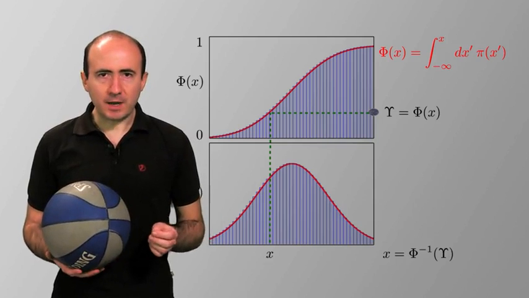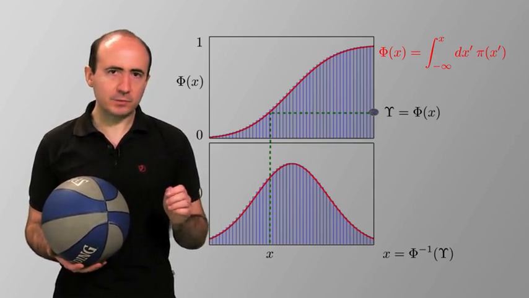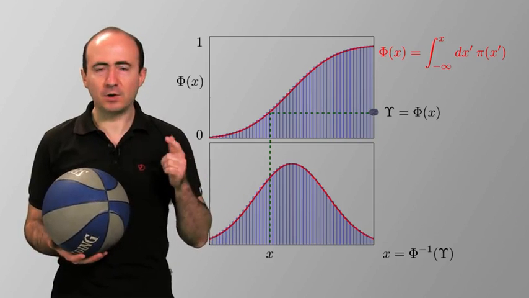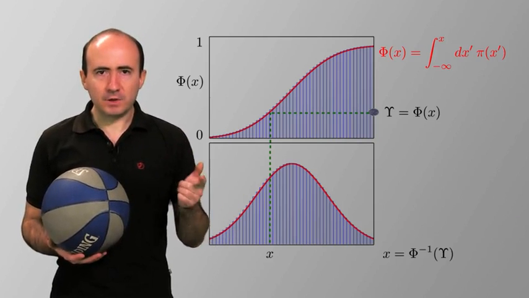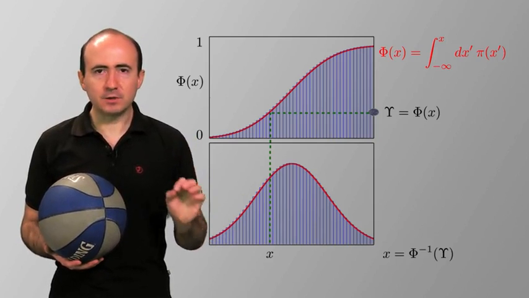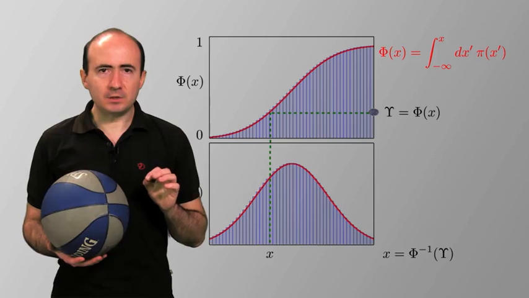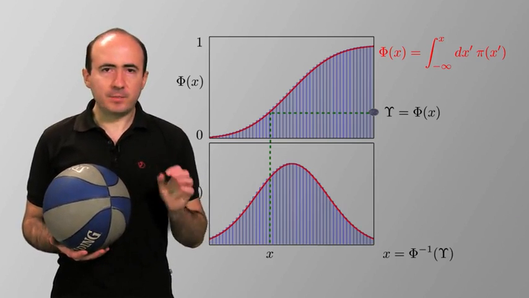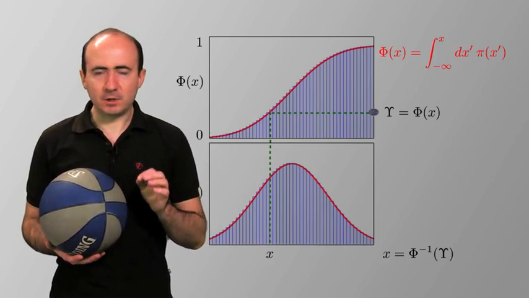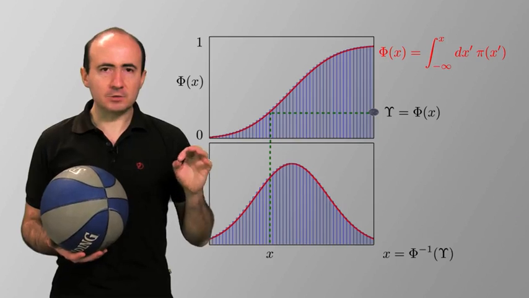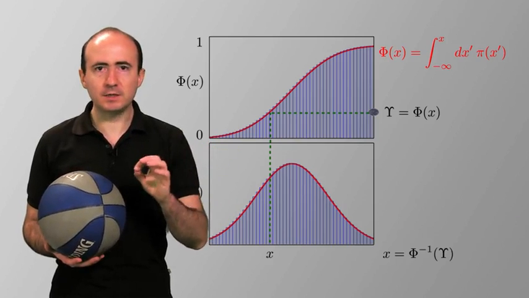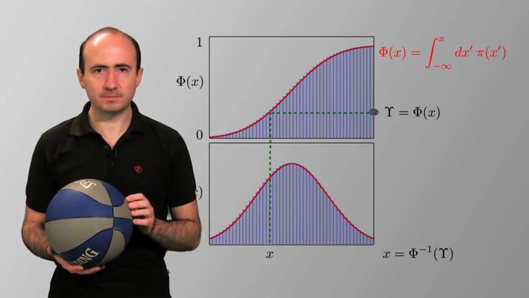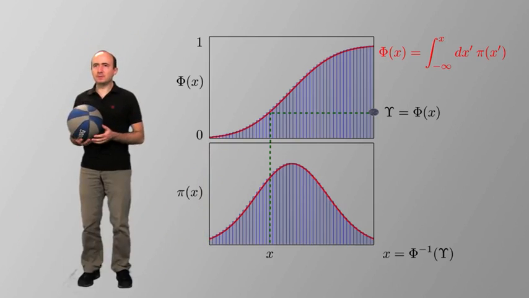Let us also remark that if pi of x presents divergences or singularities, its integral phi of x up to point x is in fact a much more regular function. Indeed, since pi is positive and can be normalized, phi is growing from 0 to 1 in a monotonous manner. This means, in the end, that the process we have described to sample pi of x is in fact very stable in general.